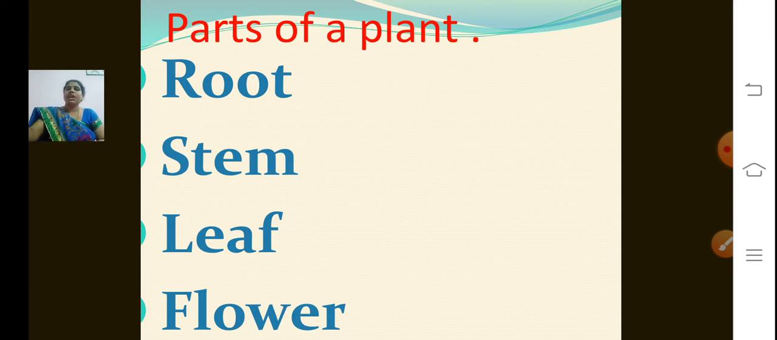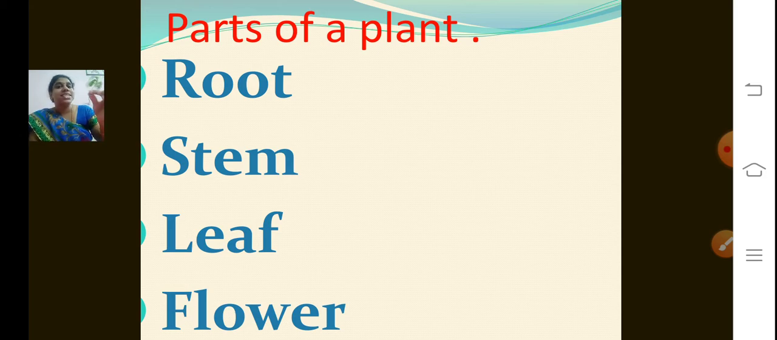Now, root. Just see this. Below, one part is there, right? This part is called the root. And next one, stem. See this part, right? The center part. So this is called the stem. So this is the root. The below part is called the root. And in between it is called the stem.